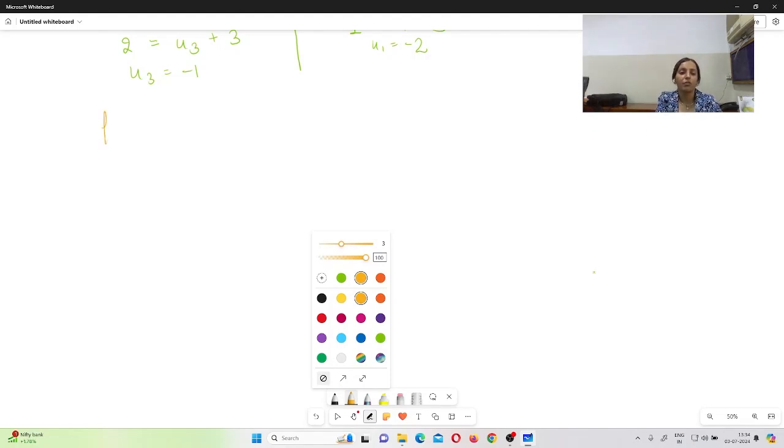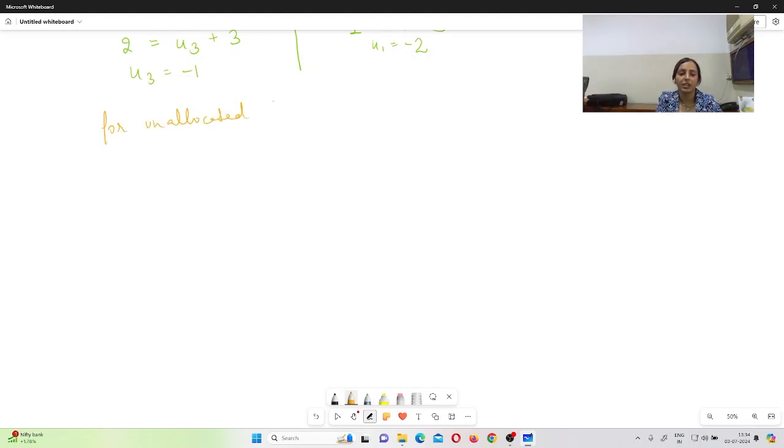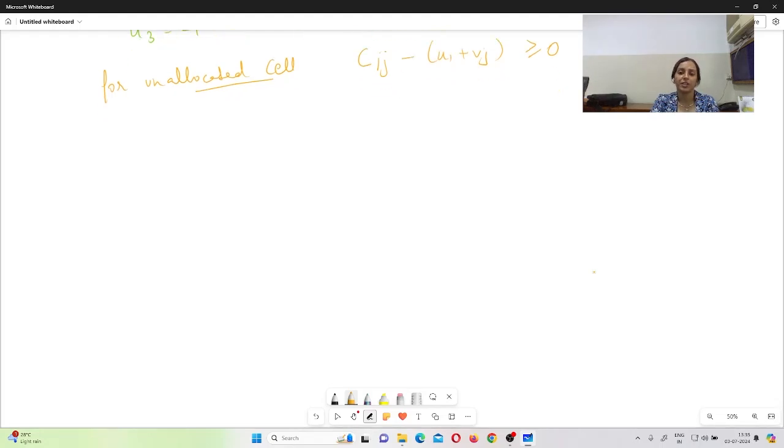So write down now here for unallocated cell. Now what we have to do for the unallocated cell, write down, and now we have to check the most important condition: for all the values, Cij minus (Ui plus Vj) should be greater than or equal to 0. So this is the most important criterion of the MODI method for the unallocated cell values: finding Cij minus (Ui plus Vj) should be greater than or equal to 0.